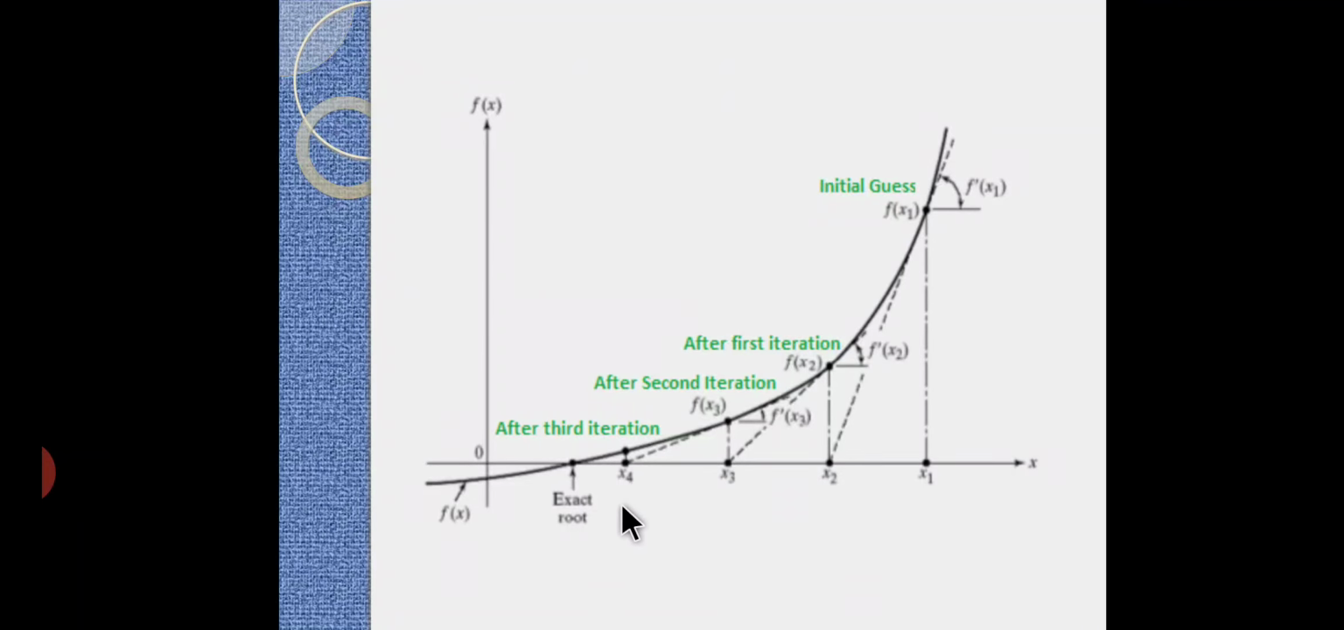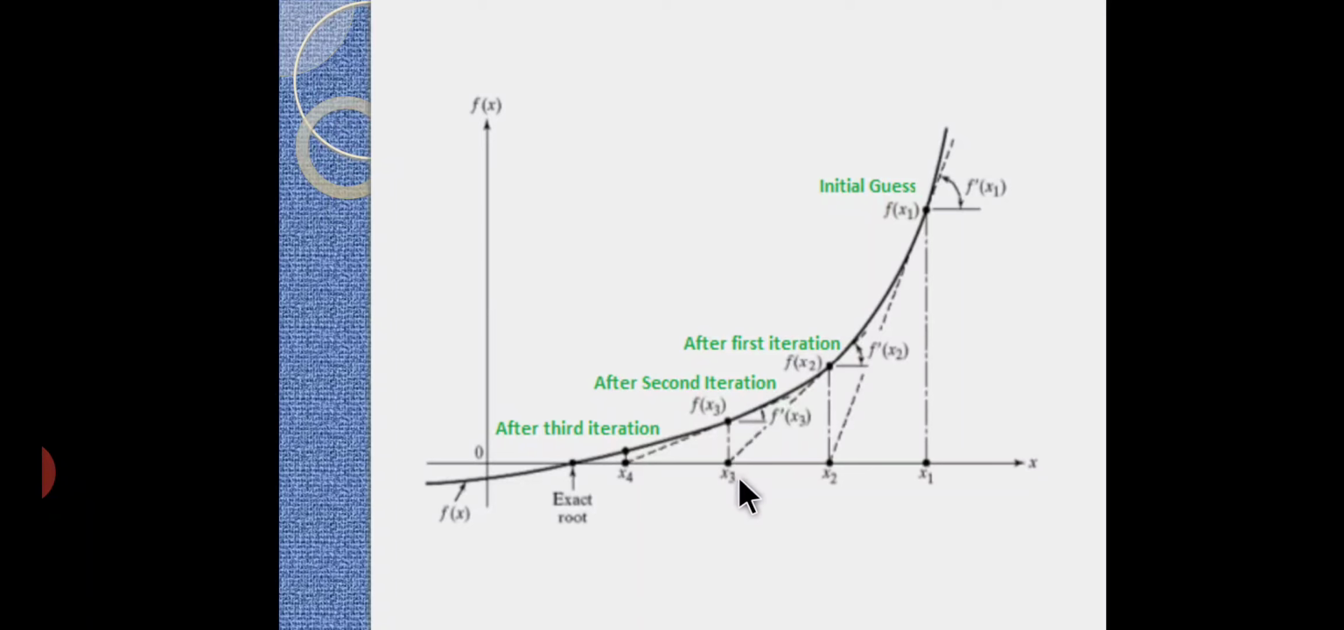So this is the graphical representation of steps to solve a given function using the Newton-Raphson method. So this is the given curve y is equal to f of x. We start with the initial guess x1. Then we find the next iteration x2. x2 is the x-intercept of the tangent line to the graph of f at x1 comma f of x1.